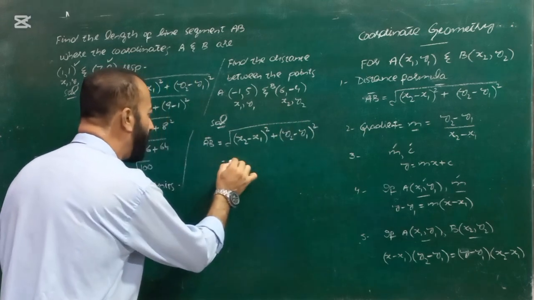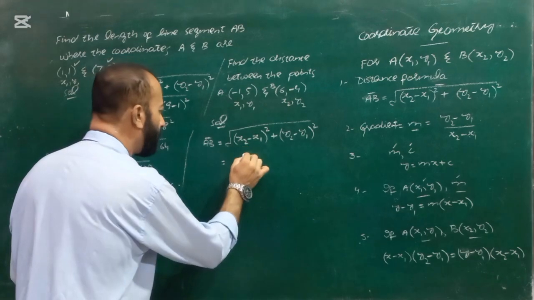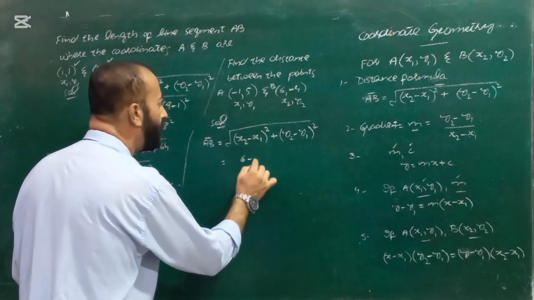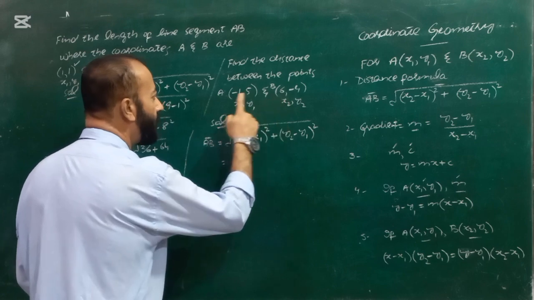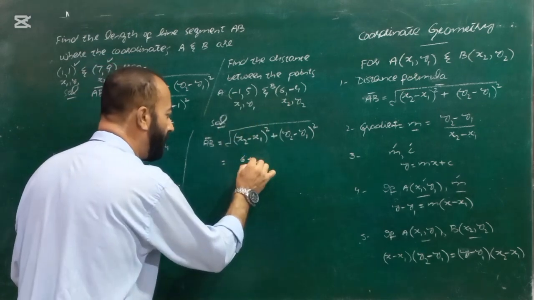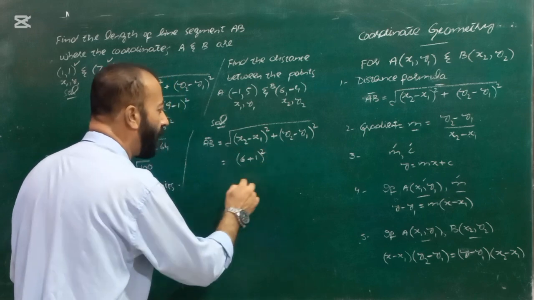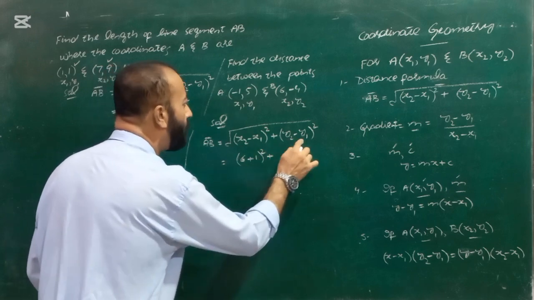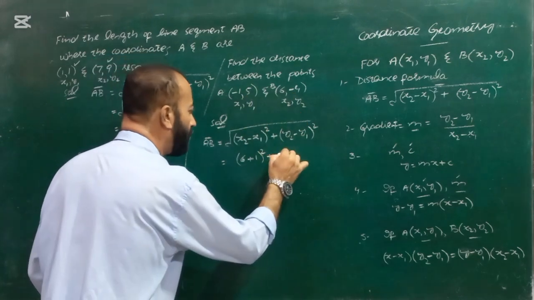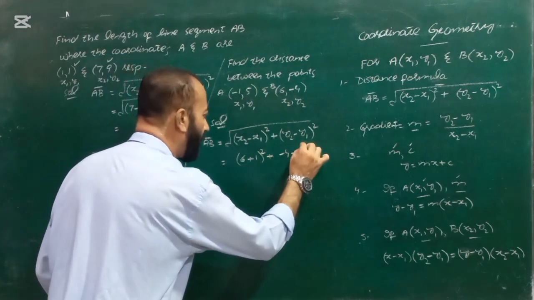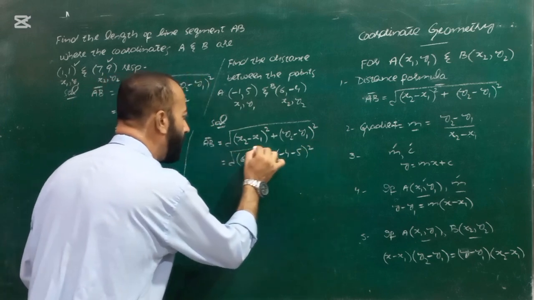So now you will put the values into the formula. Look now, x2 minus x1: 6, this minus is there, and x1 is minus 1. So 6 minus minus 1 will become plus 1. You have to be very careful about the points. So now y2 minus y1. Look now, minus 4 minus 5 whole square, and the whole square root is still there.